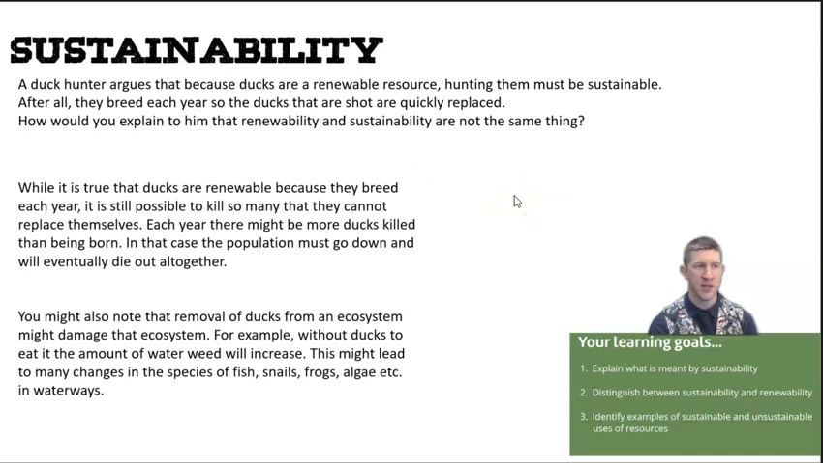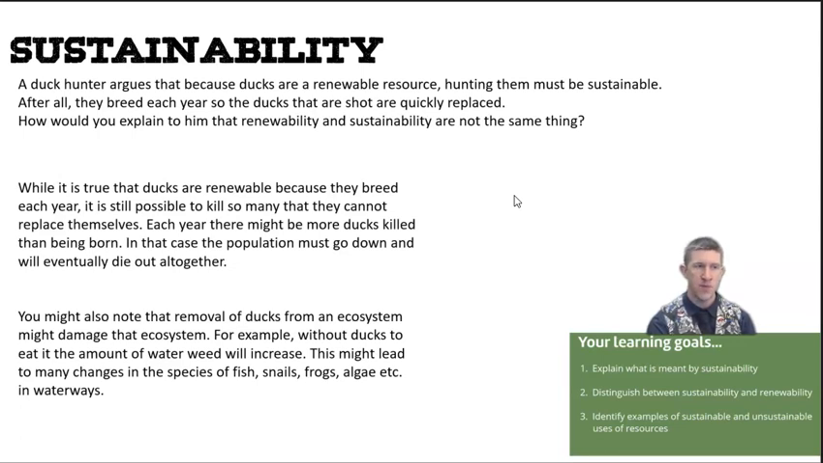There's 2 ways you could think about this. On the one hand, it is true that ducks are renewable because they breed each year. It's still possible to kill so many, though, that they cannot replace themselves. So just because it's renewable in the sense of it replaces, we could still overuse the product in the sense of killing it rather than actually consuming it. So each year there might be more ducks killed than there are being born, and then this would be a decrease in population, and this would be an unsustainable process.